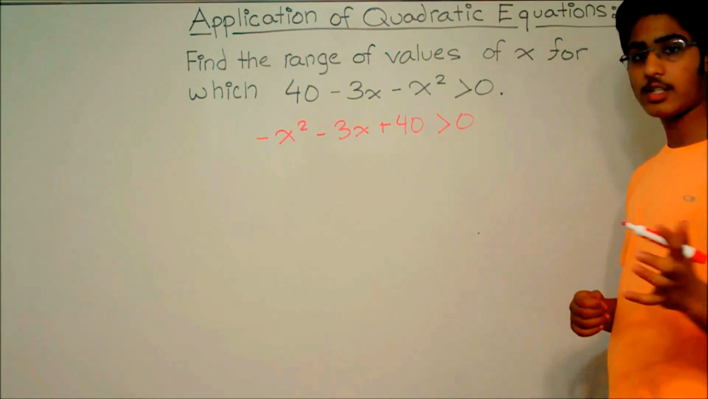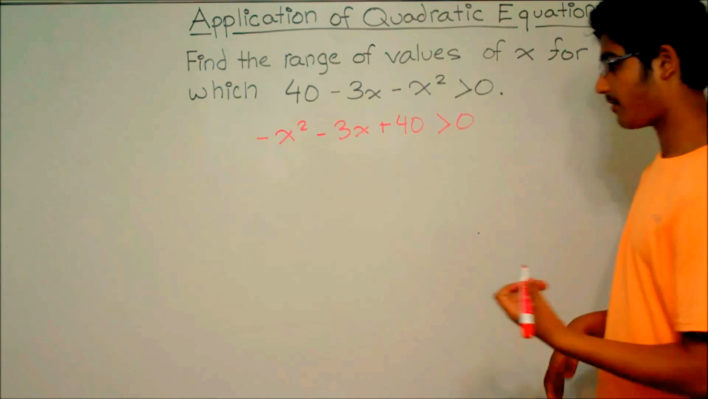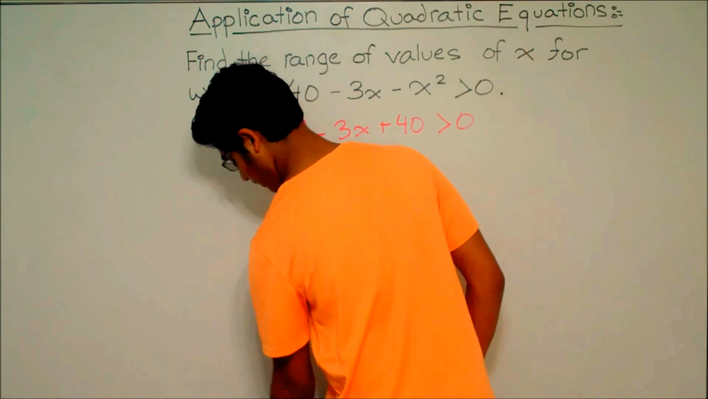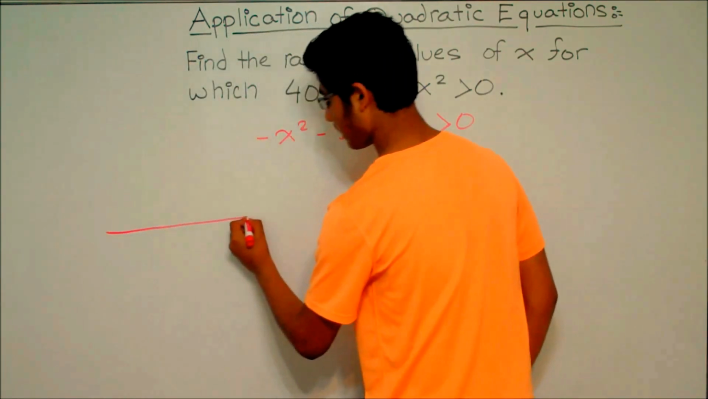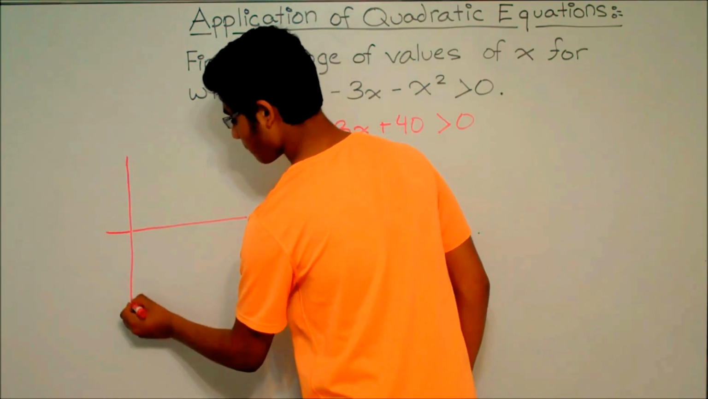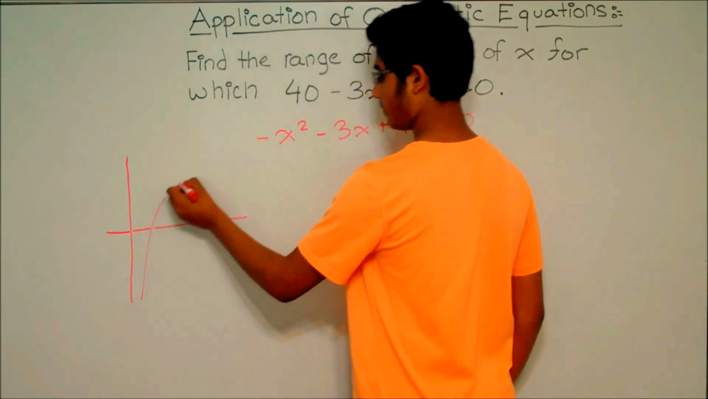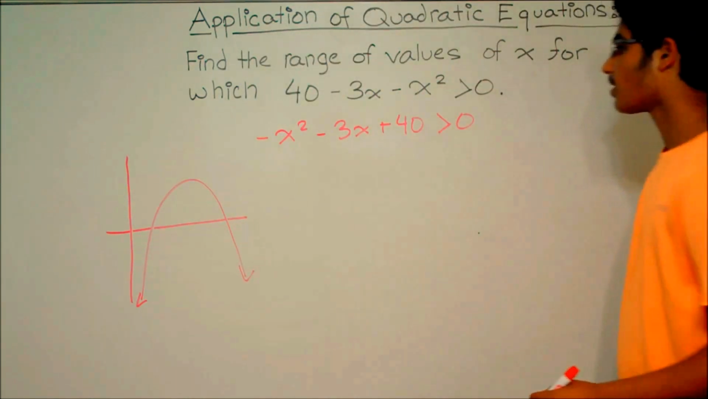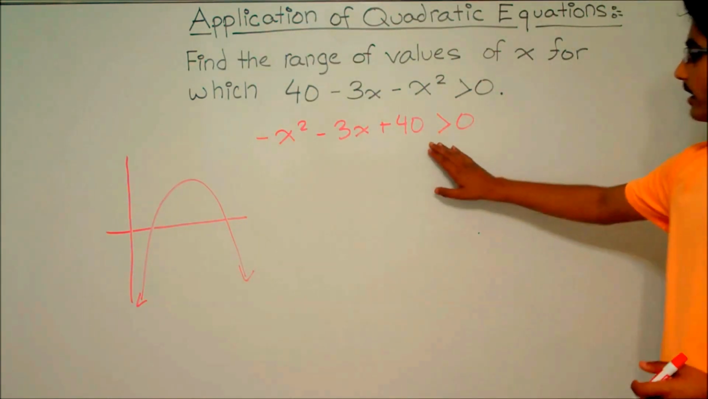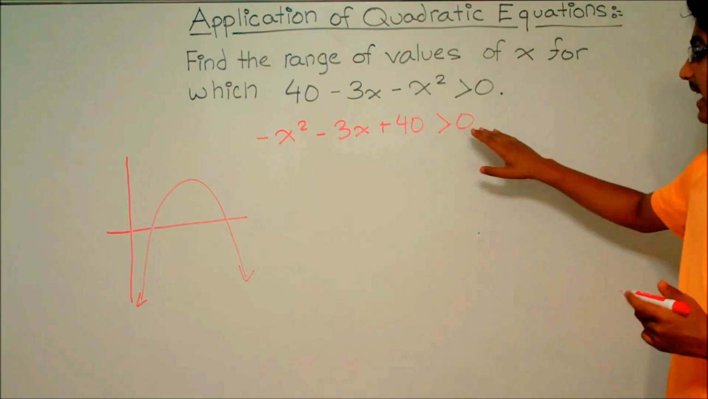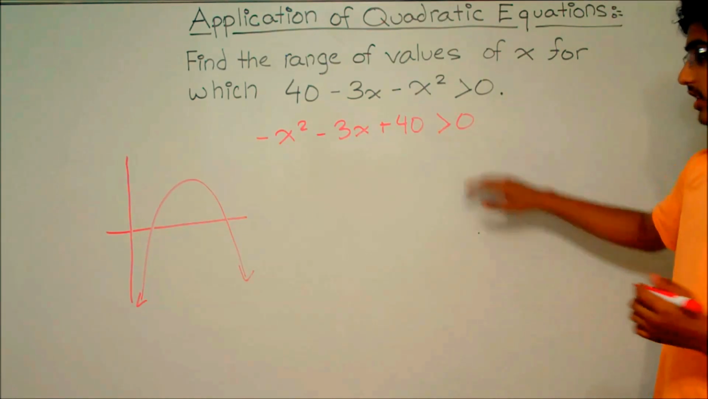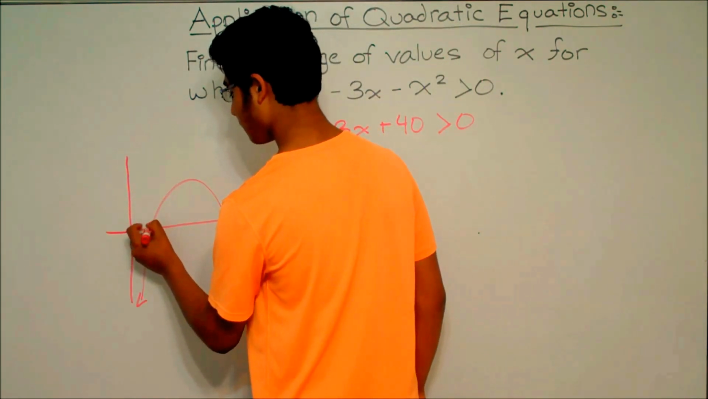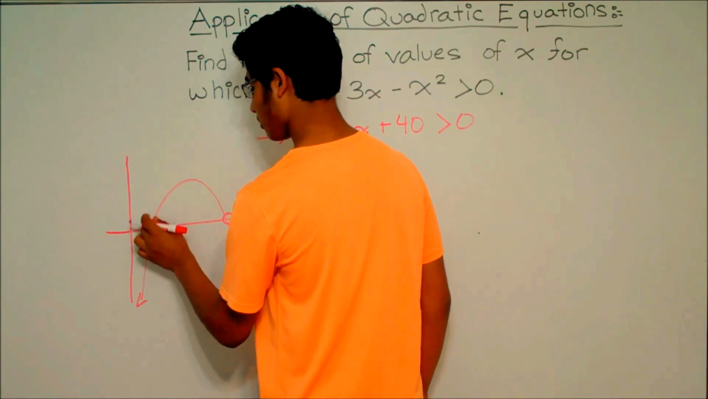So now let's draw this out to figure out what we actually have to find. So let's say this is the x-axis and this is the y-axis. Now we have some sort of parabola, which is the quadratic equation, and here we have to find the values of x that make the y coordinate greater than 0. So we have two open circles, and basically we're trying to find these values.